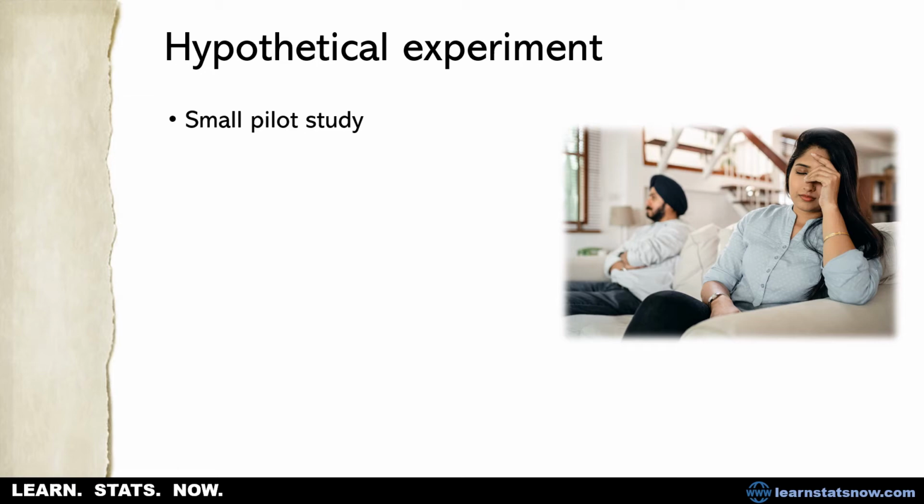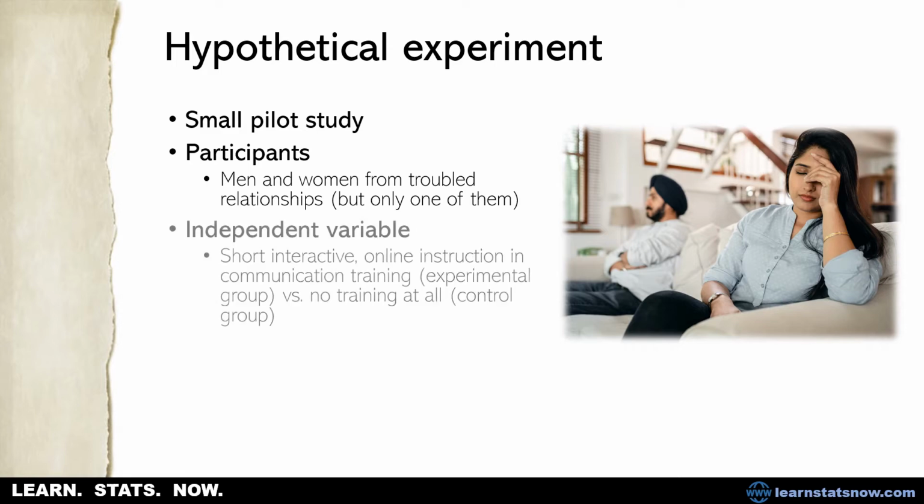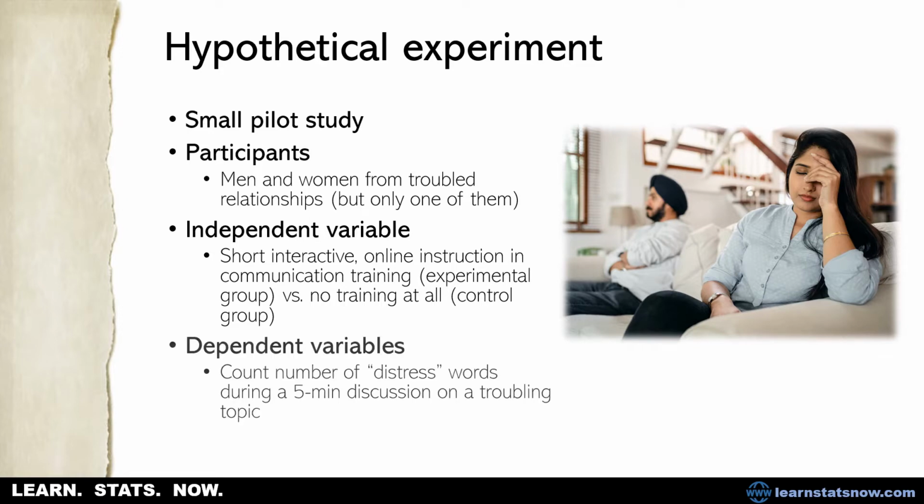We're going to run a small pilot study just to see if there's any effect for our communication training. And basically we have participants, men and women from troubled relationships, and the independent variable is a short interactive online instruction in communication training. Some of the folks are going to receive that, and then other folks are going to receive no training at all. That's going to be our control group.